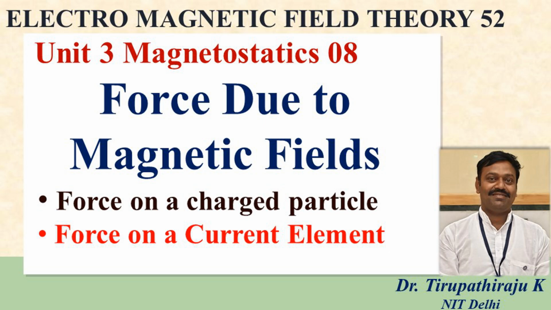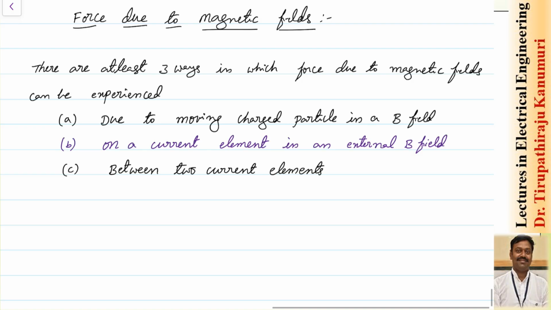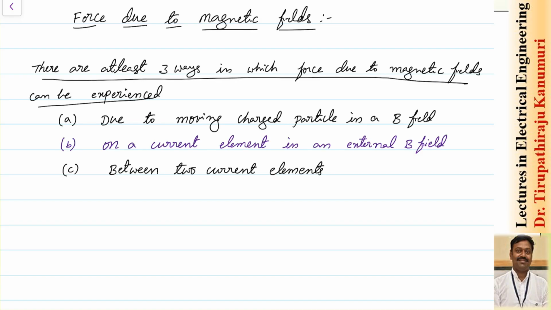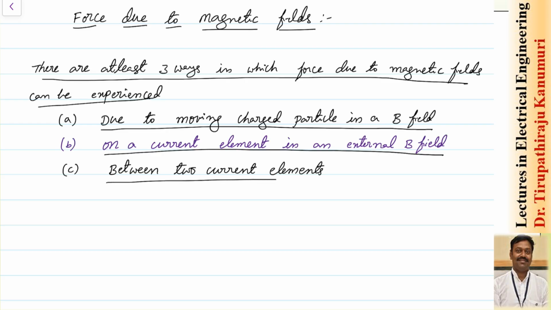Hi all, today we are going to discuss force due to magnetic fields. There are at least three ways in which the force due to a magnetic field can be experienced. First, on a moving charged particle in a magnetic field, and second, on a current element in an external B field, or between two current carrying elements.